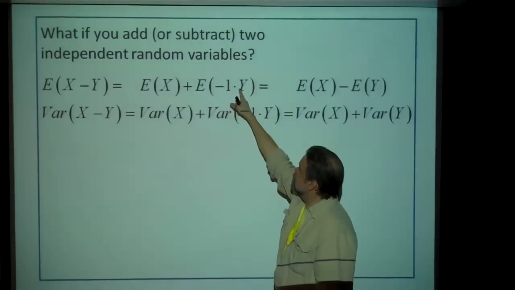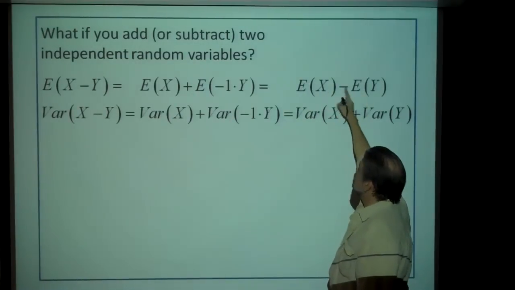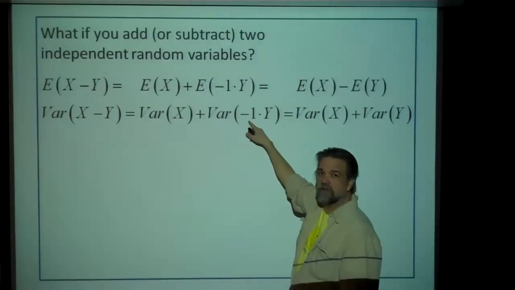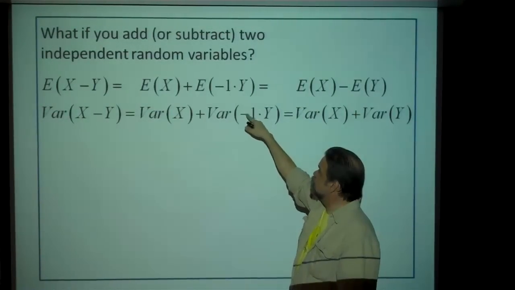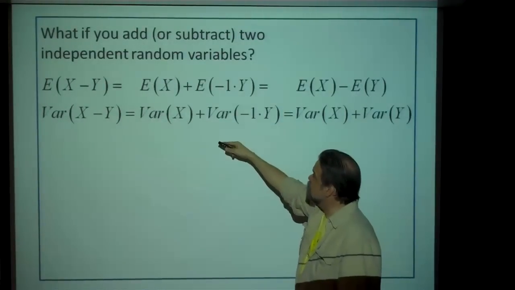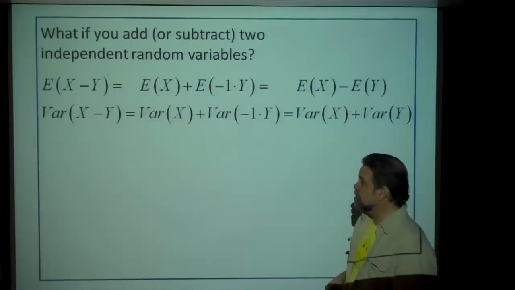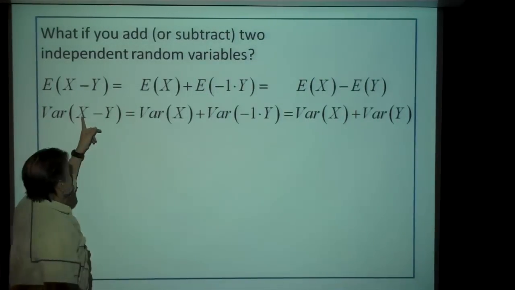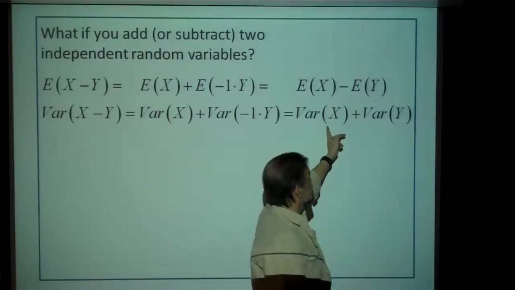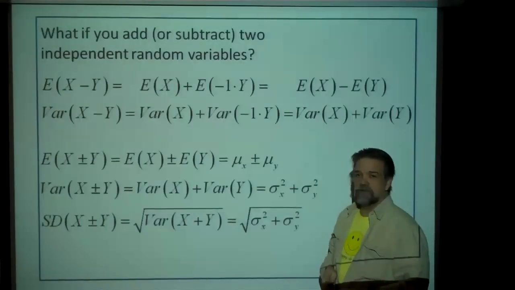And if you do that, well, let's think about it. The expected value of -1 times y is just going to be negative expected value of y. So you're just going to get the difference of the expected values there. But here, the variance of -1 times y, we would square this, which is just going to get you 1. And so what that means is it's going to be the variance of x plus the variance of y. People forget that a lot, okay? That even though you're taking the difference of two random variables, the variance actually gets added. That's if the random variables are independent. It's only true if they're independent, okay?